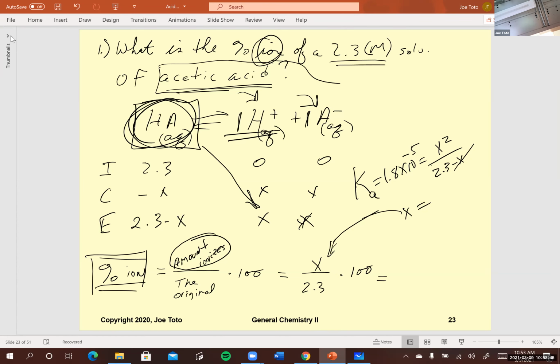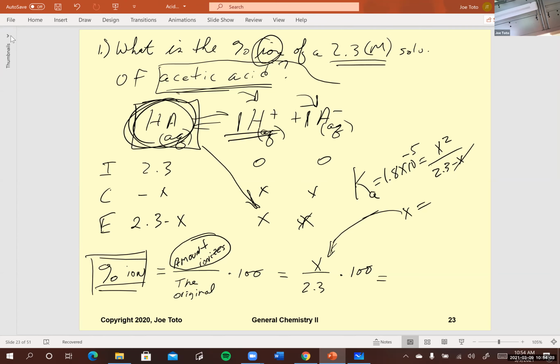So don't get all confused. Oh no, that's a new thing. It's percent ionization. Not really. It's the same old thing. In fact, its definition is in its name. All right, so we can do that.